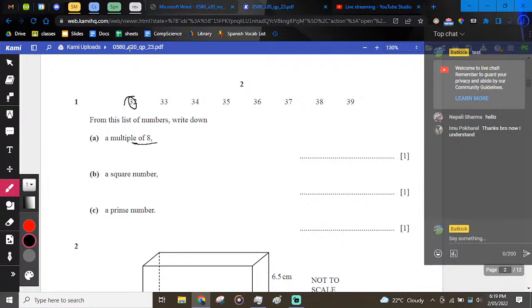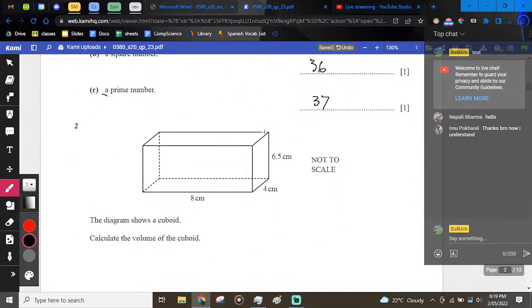Multiples of 8. That's a multiple of 8. And 2, 3, 4, 5, 6, 7, 8. 40 would be, but it's not here. 32. That means 1. So I only need 1. 6. A prime number. I think that one looks prime. You can obviously check for multiples to prove prime.